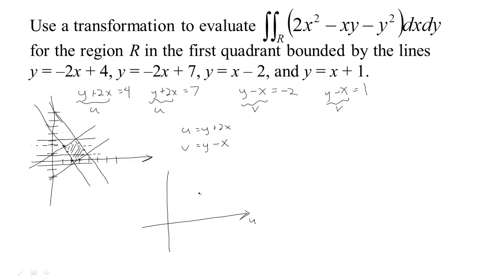Now if we look in uv space, this region is actually the region between these two vertical lines, u equals 4 and 7. 1, 2, 3, 4, 5, 6, 7. There's 4 and 7. And v is y minus x, so this is the region where v is between these two horizontal lines, negative 2 and 1. So down 2, up 1.